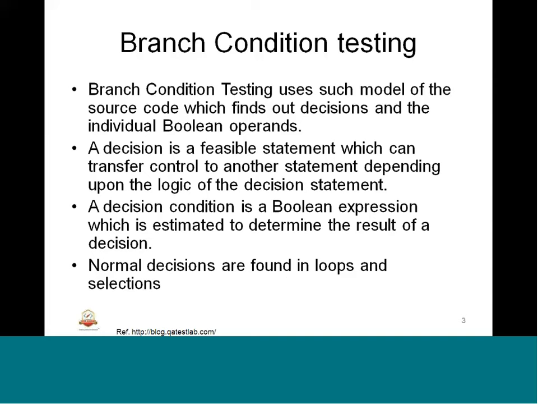So this is a table which talks about the minimum tests that we need to have. In the first test case, inputs A, B, C are all false, so the output will be false. In the rest of the test cases, 2, 3, 4, the output is always true. Why? Because one of the inputs is true. So why it is called a minimum we need to understand.